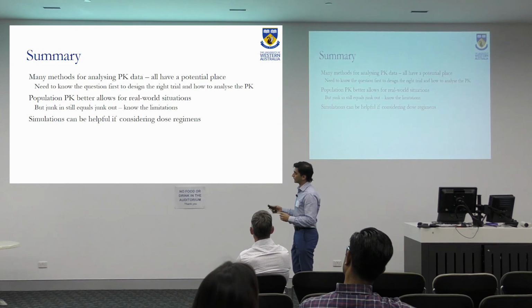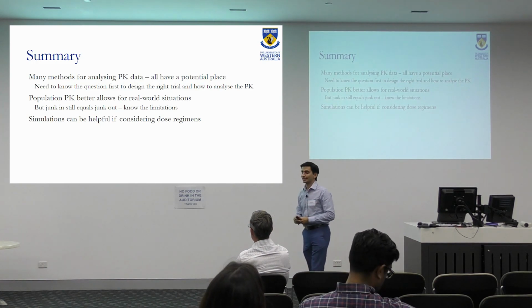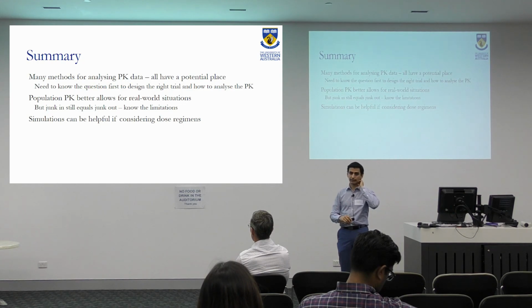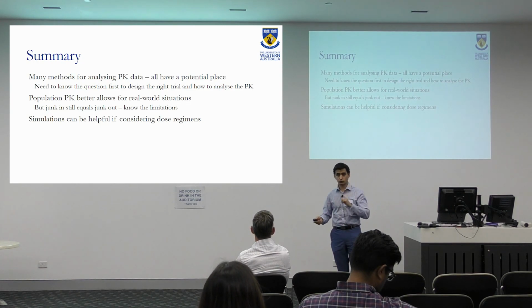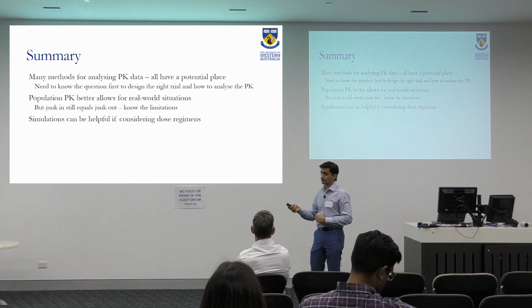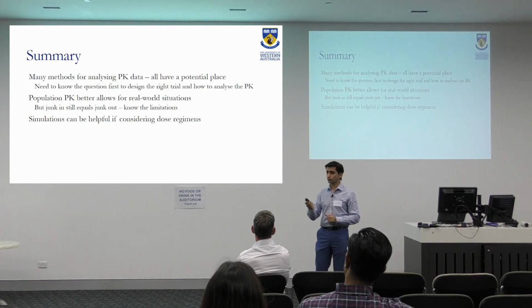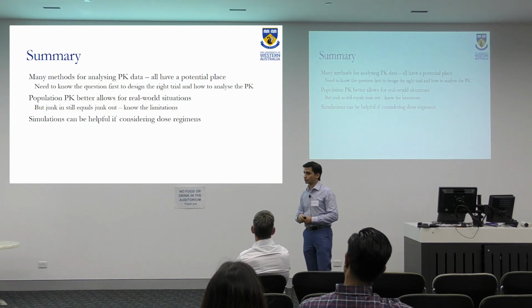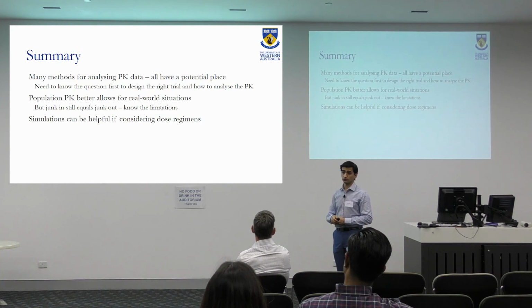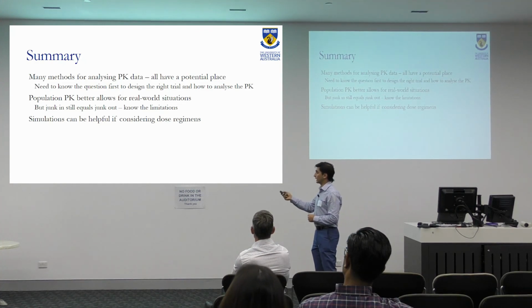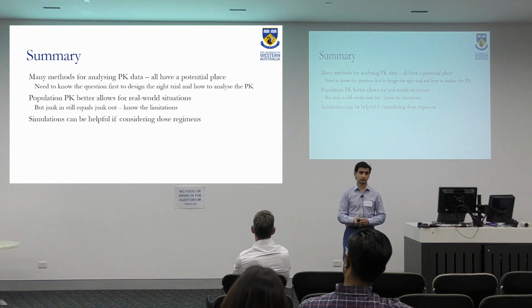And simulation: junk in equals junk out, so know the limitations of your data and don't try to over-extrapolate. In that example, we weren't making a comment about what the pharmacokinetics of artemether after IM dosing were at all. It was probably not very good at estimating those parameters at all. We just had the question about the meningeal inflammation. And finally, simulations can be helpful if you're considering different dose regimens as well.